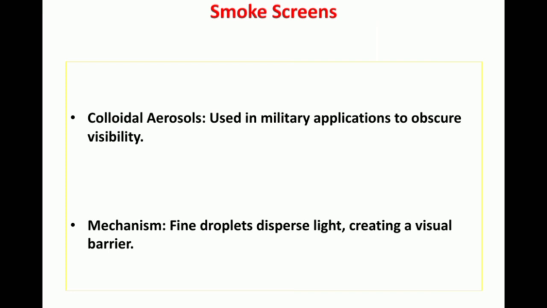Smoke screens are used to hide something by a layer of smoke. Generally, it is used to hide the movement of troops. The smoke screens are also colloidal systems in which particles of titanium oxide are dispersed in air.